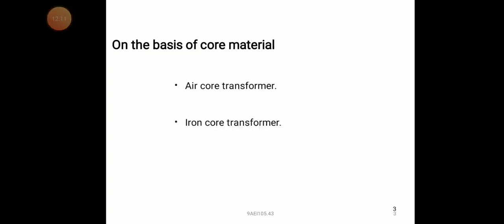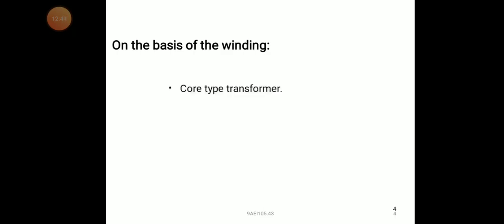The classification of the transformer, you can see, is on the basis of core material. What type of core material are we using? On that we have the air core transformer, which does not have any core, simply the winding. If we use an iron core, that is called an iron core transformer. On the basis of the winding, we already discussed core type and shell type transformers. The core type has two separate limbs, the primary winding on the first limb and the secondary winding on the second limb. In the shell type transformer, the total winding is within the former, covered by the former.